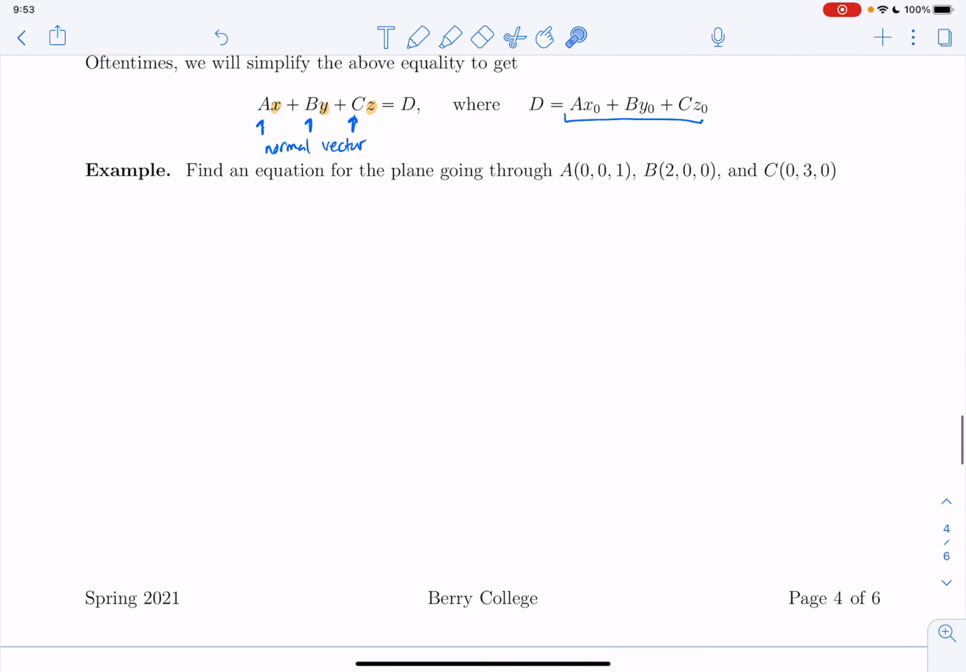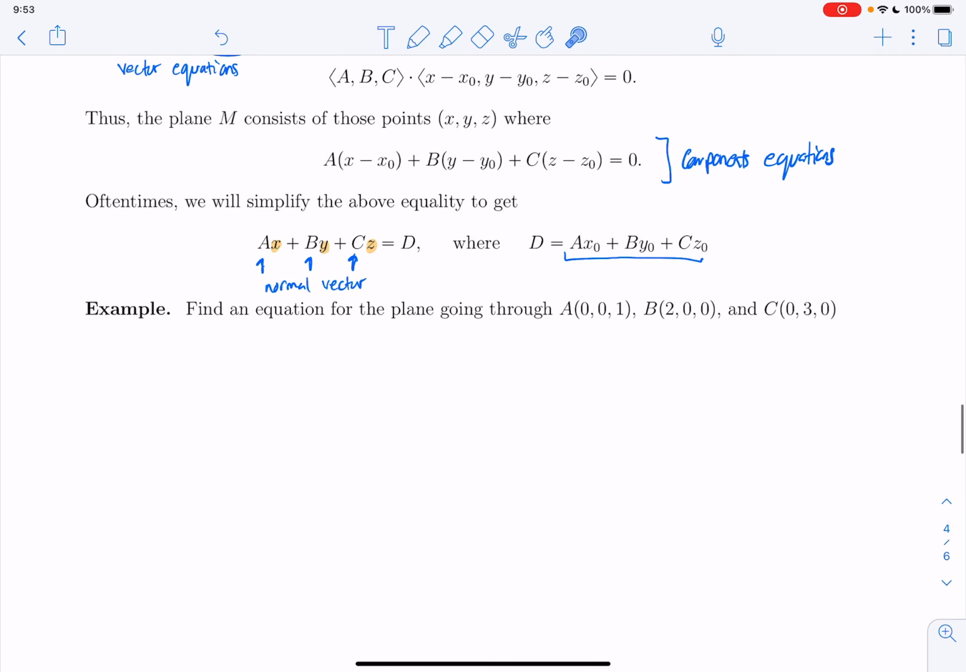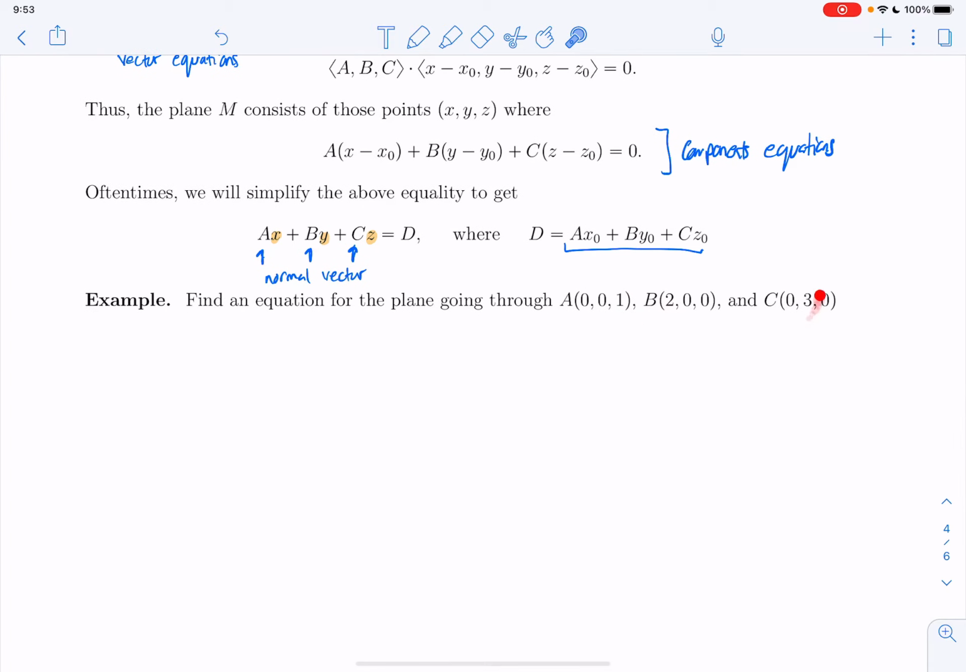Let's take a look at a quick example. Here we have: find the equation of a plane going through 3 points. We did this before when we were learning about the cross product. 3 points define a triangle, and a triangle lives in a plane. There, our goal was to find a normal vector to the plane, and here we're going to do that. In addition to finding the normal vector, we're going to steal one of these points and then build out the equation of the plane.